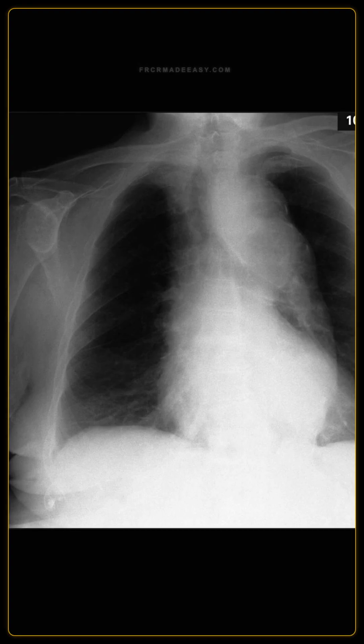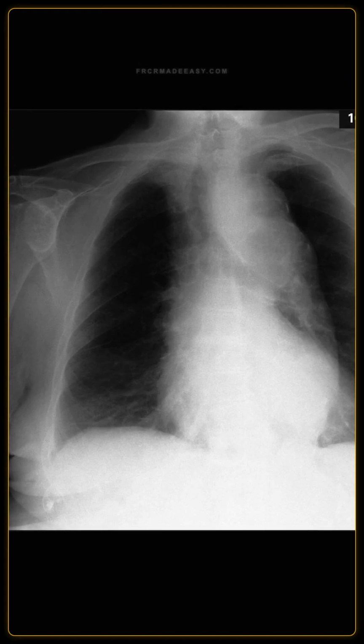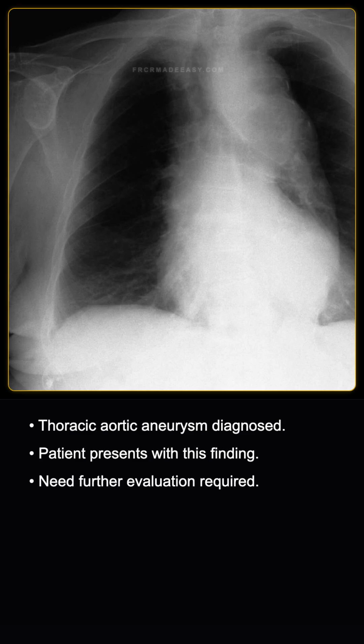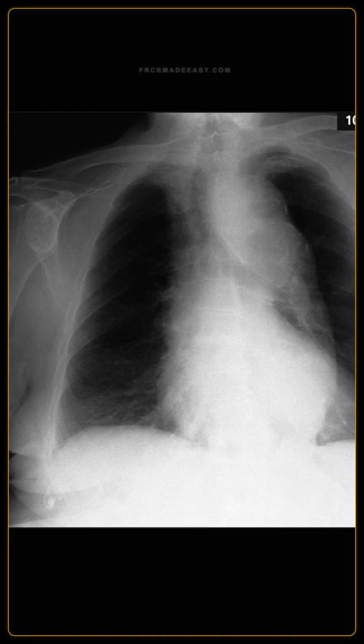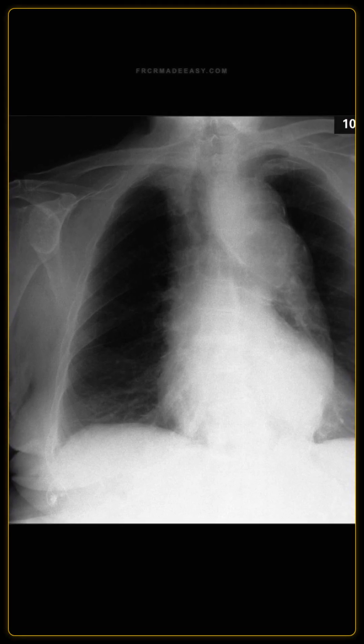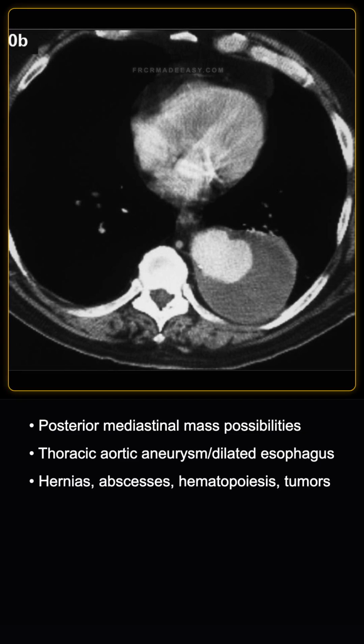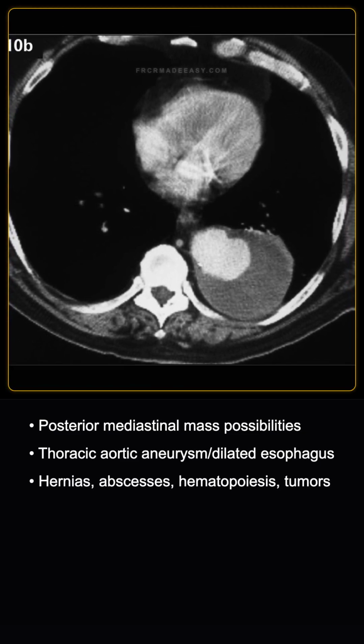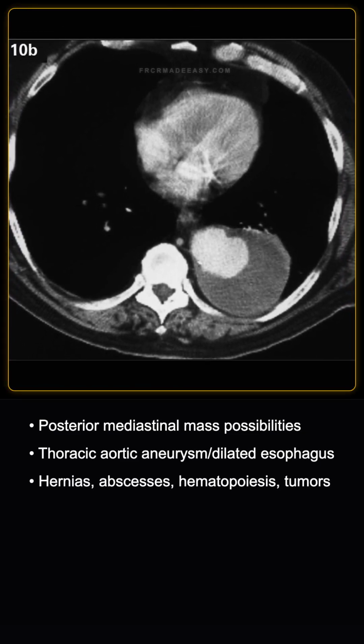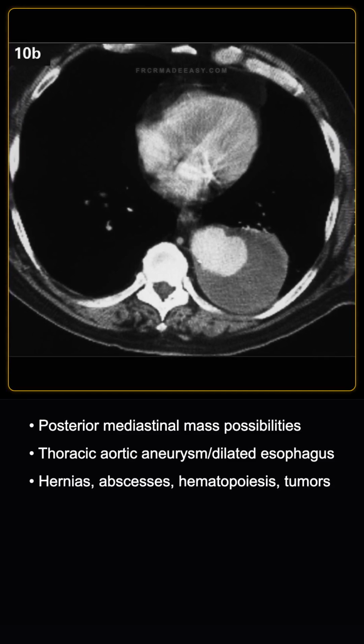Given these plain film findings, what is your primary diagnosis? The primary diagnosis is a thoracic aortic aneurysm. What is your differential diagnosis for a posterior mediastinal mass? The differential diagnosis for a posterior mediastinal mass includes thoracic aortic aneurysm and a dilated oesophagus.